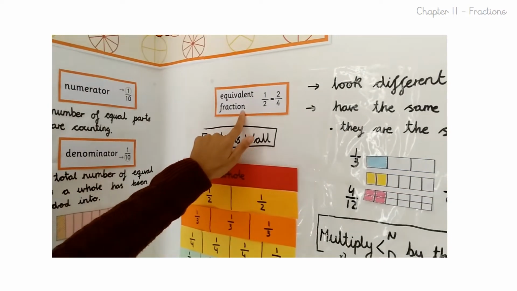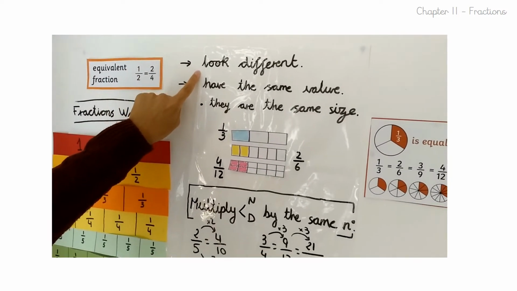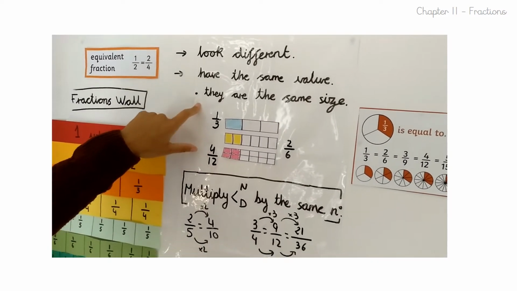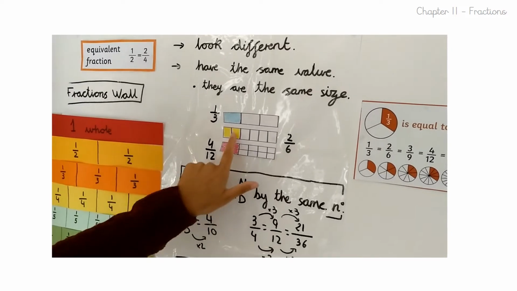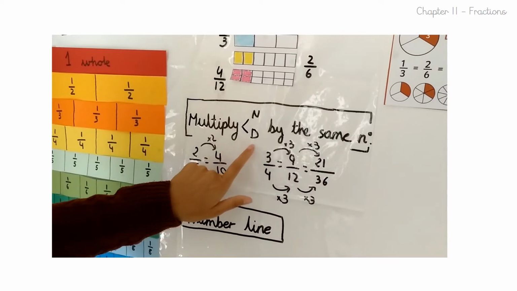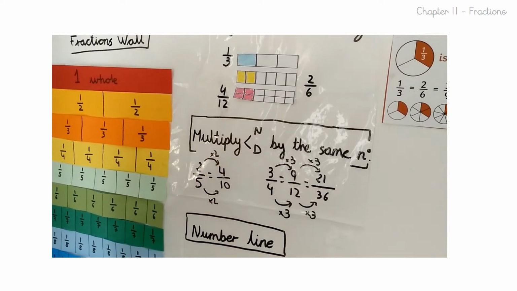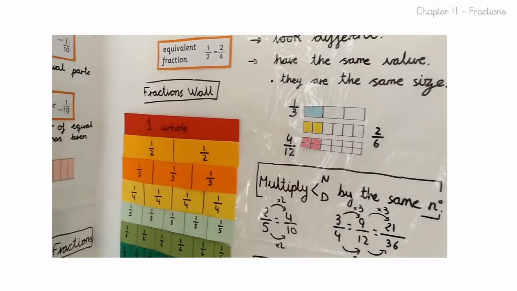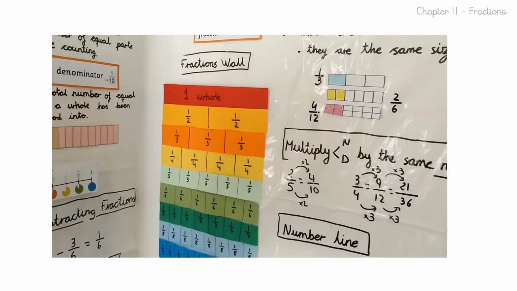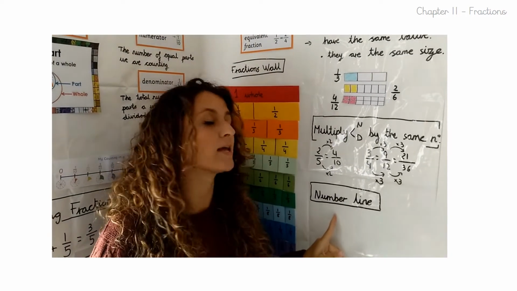This week we started learning about equivalent fractions. They are fractions that, even though they look different, have the same value, so they are the same size. In order to find equivalent fractions, we've used fraction bars, our times table knowledge, because we know that if we multiply the numerator and the denominator by the same number, we will get equivalent fractions, and a fraction wall, in which we can see which fractions are equivalent. Today, I'm going to show you how to find equivalent fractions by using a number line.